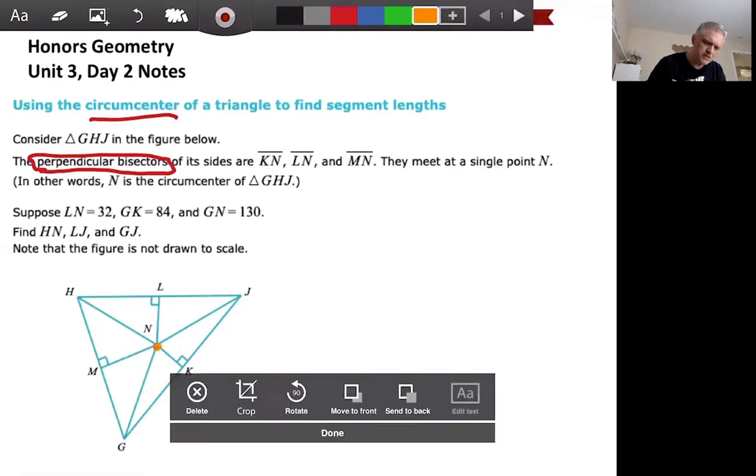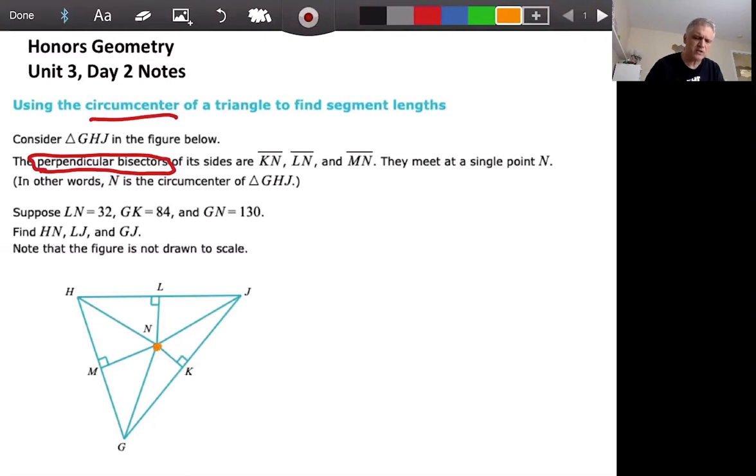So in this particular picture that we have been given, this diagram, point N is the circumcenter, because it tells us that KN, LN, and MN are all perpendicular bisectors. So if you remember back from the day 1 notes, a perpendicular bisector doesn't have to start at a vertex, okay, which KN does not, but it is perpendicular to, and it says it's a perpendicular bisector, so that also means that KG and KJ are congruent segments.